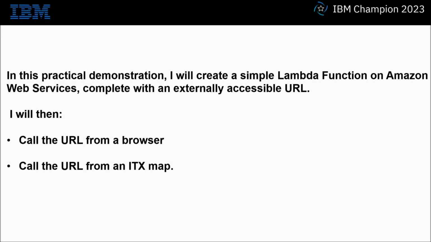For this three-part practical demonstration, I will call a simple Lambda function on Amazon Web Services, complete with an externally accessible URL. I will then call that URL from a standard browser, and finally I will call that URL from an ITX map using the HTTP adapter.